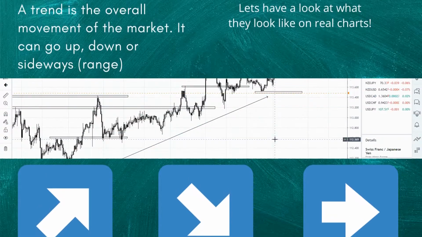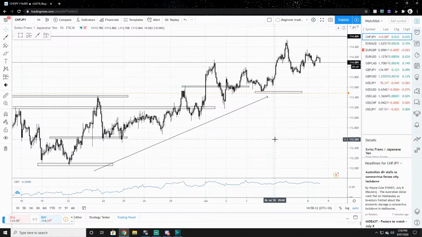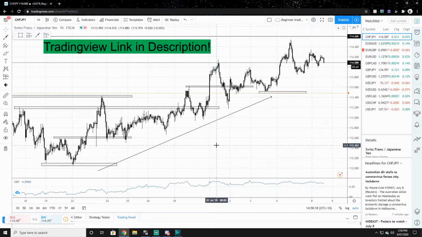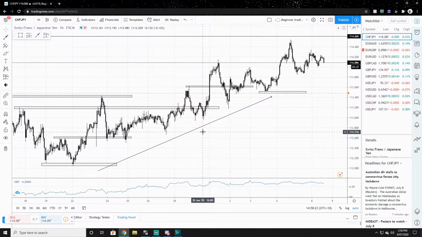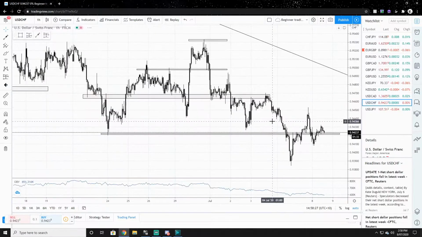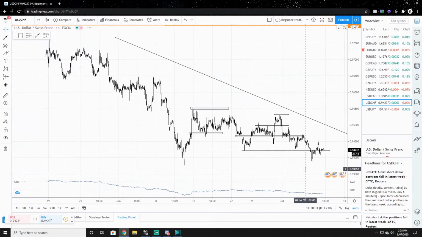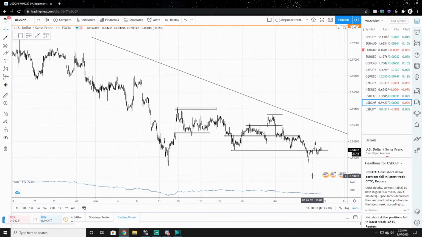Alright, so let's have a look at some real examples. If we take a look at this Swiss against the Japanese yen, we can see that the overall movement of the market is going up and to the right. That's it for that one. Let's have a look at USD Swiss. We can see that this overall market, if we just zoom out a bit, from here to here, is moving downwards and to the right.